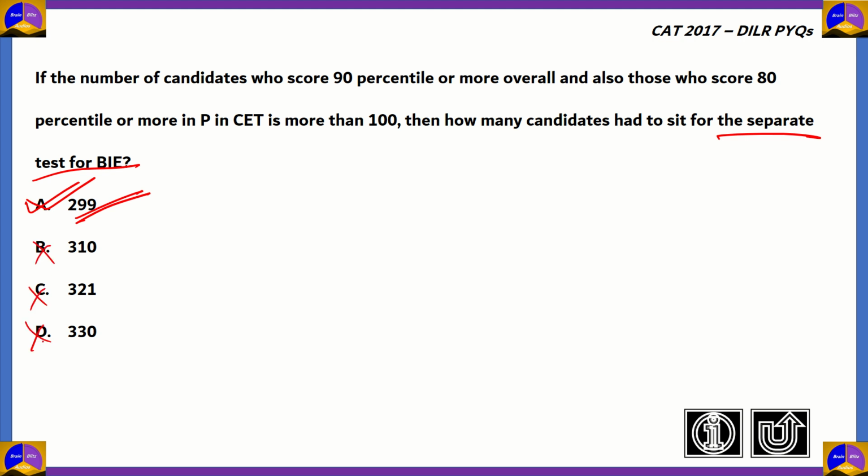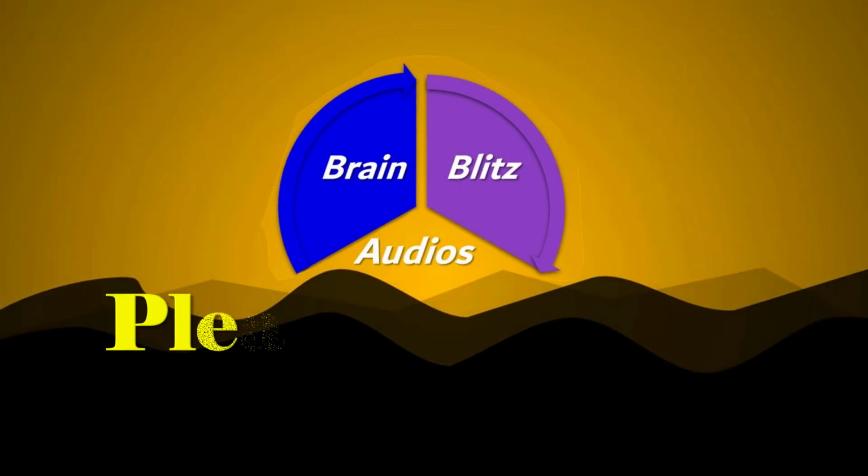The other answers are incorrect because they do not fulfill our conditions. So some of these values, such as 321 and 330, would have only been possible if the value of A, D, E, and G combined would be equal to 80, which again is not correct because the question specified that that particular value has to be greater than 100. So A, D, E, G had to be greater than 100. So therefore, we took the value where that value is 104. And from there, we got the value of the number of people who have to sit for the separate test as 299.